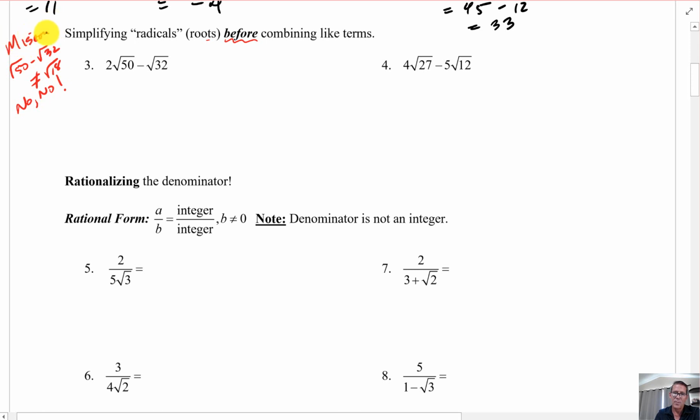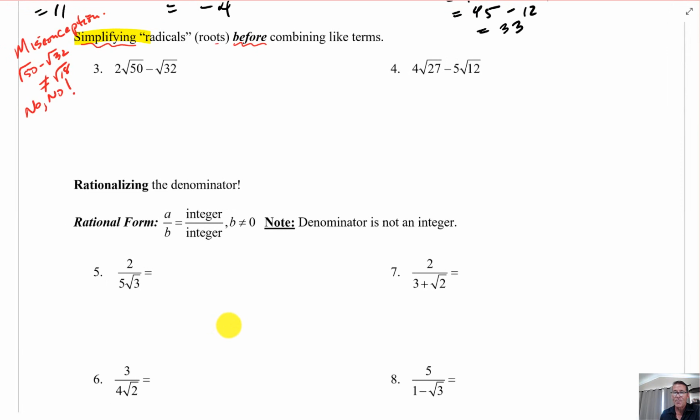I see this all the time. People think you can add and subtract unlike roots, but you can't do it. Just like you can't add and subtract unlike variables, you can't add and subtract unlike roots. So what you have to do is simplify. So let's highlight that word. You've got to simplify before you combine, because you can't combine at the moment. You just can't do it. It's a no. Definitely a no.